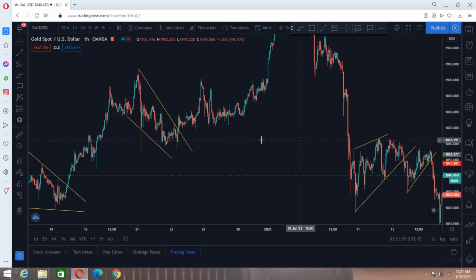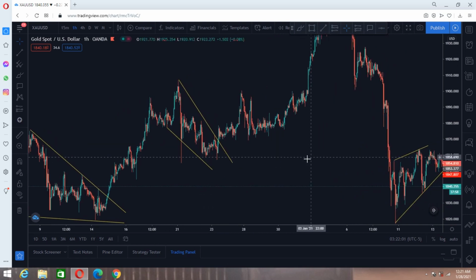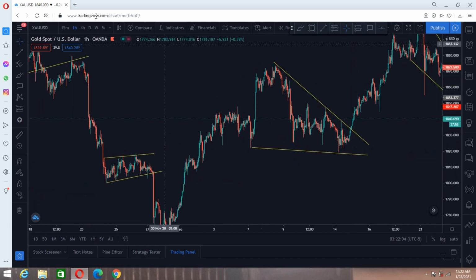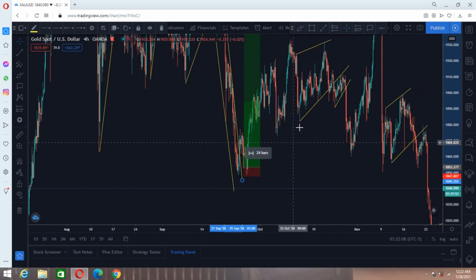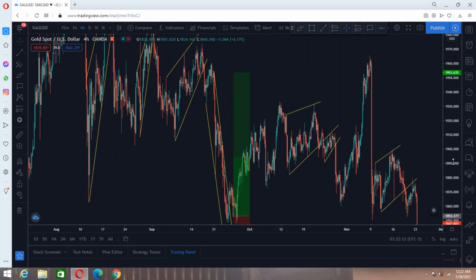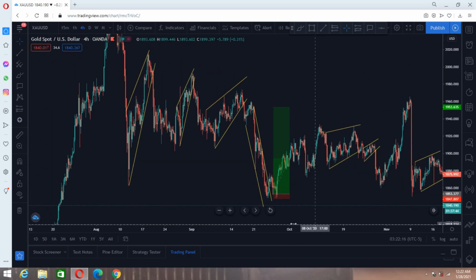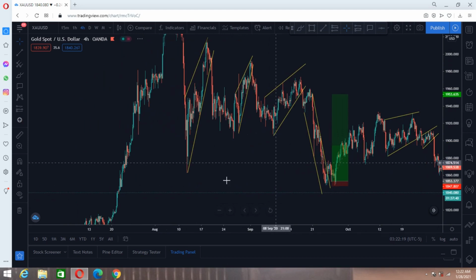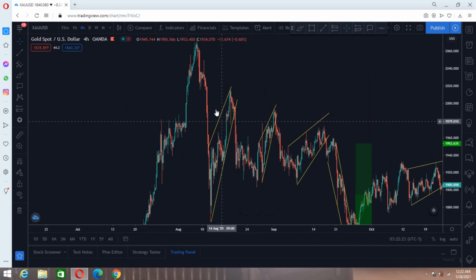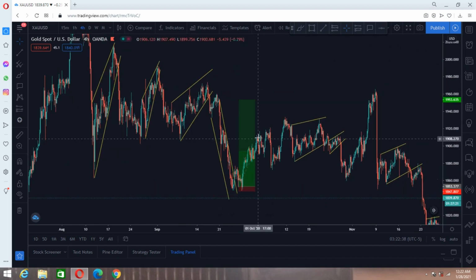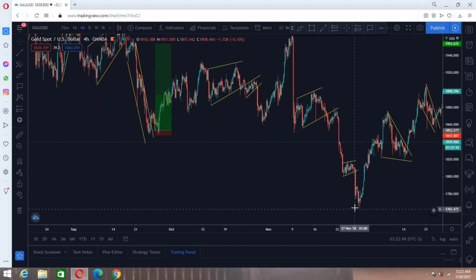So let me just go down to the 4 hour, so you guys can see how many patterns. You see there are a lot of patterns here. Impulse, smaller correction, impulse, correction, impulse, bigger correction, impulse, correction, impulse, correction, impulse, then correction. As you can see, the market is changing directions now.